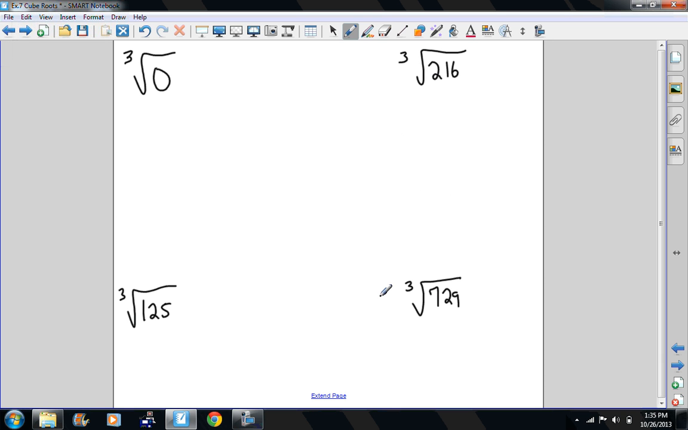So here are a couple examples of what we're working with. So I have the cubed root of 0. Well, 0 cubed is equal to 0. Therefore, this answer is 0. The cubed root of 125. Well, 5 cubed is equal to 125. Therefore, the cubed root of 125 is 5. 216, same idea. 6 cubed is 216. Therefore, the cubed root of 216 is 6.